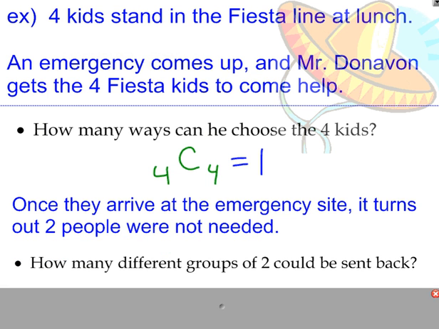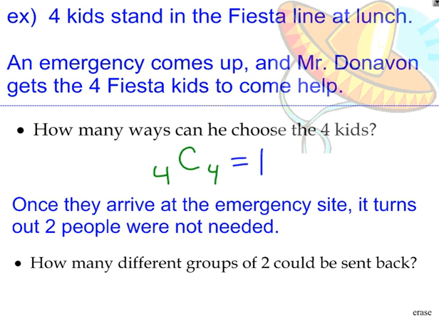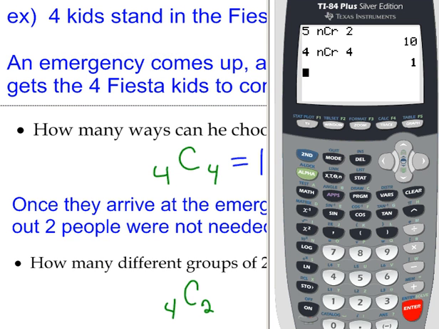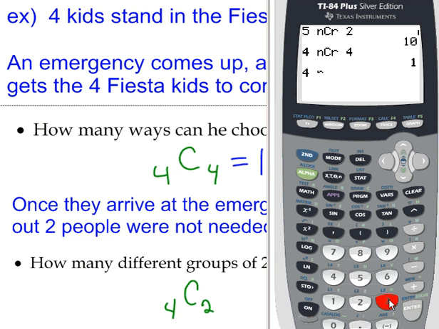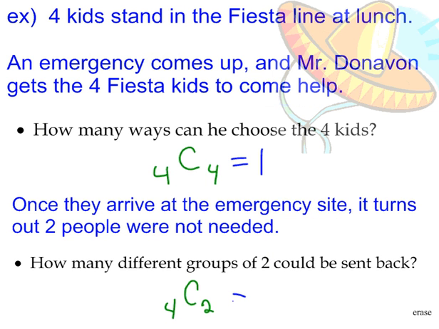Change it up a little bit. Maybe we get to the emergency situation. It turns out only 2 people are needed, so we send the other 2 back. How many ways do we still have those people? So again, we had 4 in line, and we only need 2 of them now. But Sally and Joe are the same as Joe and Sally, so that's why it's going to be a little bit less than the permutation number that we did yesterday. So 4, math, probability, choose, and 2, hit enter, and there are 6 ways to keep 2 kids back.